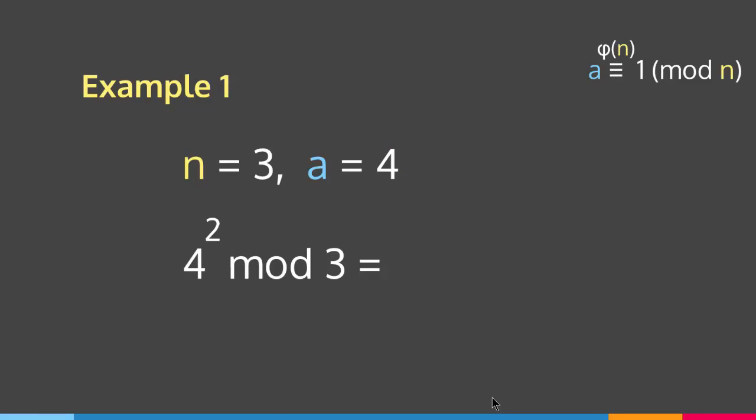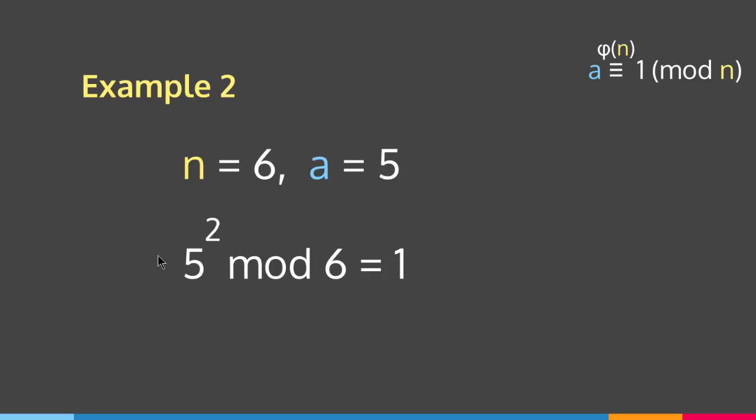Suppose we have n equaling 3 and a equaling 4. Then, as you can see, n and a are coprime, or 3 and 4 are coprime. So a to the phi of n: phi of 3 is 2, since the totatives are 1 and 2. So 4 to the 2 mod 3: 4 to the 2 is 16, and 16 mod 3 is 1. So as you can see, a to the phi of n is congruent to 1 mod n when a is equal to 4 and n is equal to 3.